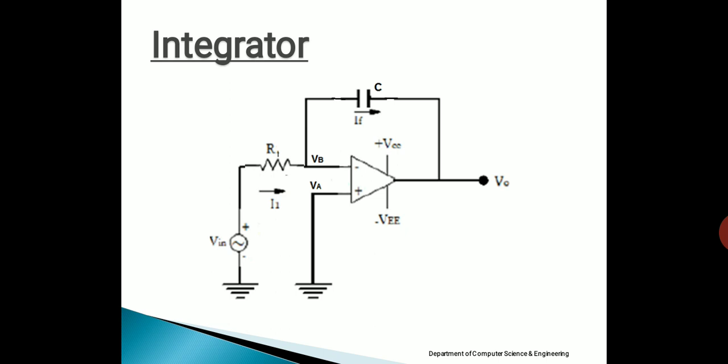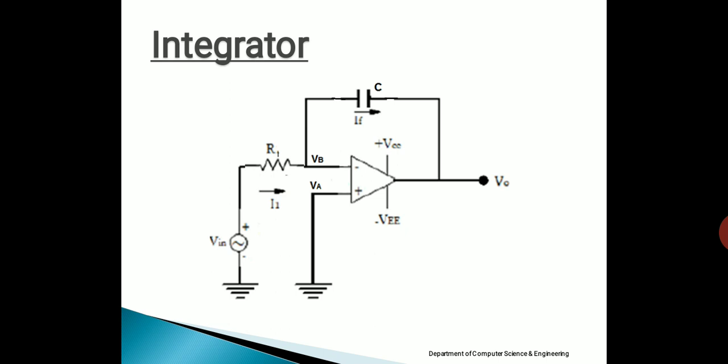Now how can we derive the output equation? Exactly the same way we derived the equation for the differentiator, we have to derive it here. Quickly you can derive it. The procedure again remains the same. Apply KCL at node B, write the current equation. The op amp doesn't carry any current, so IB is 0, you get again I1 equal to IF.